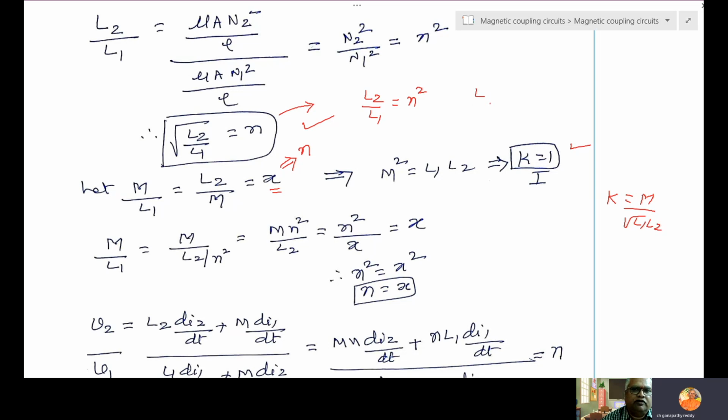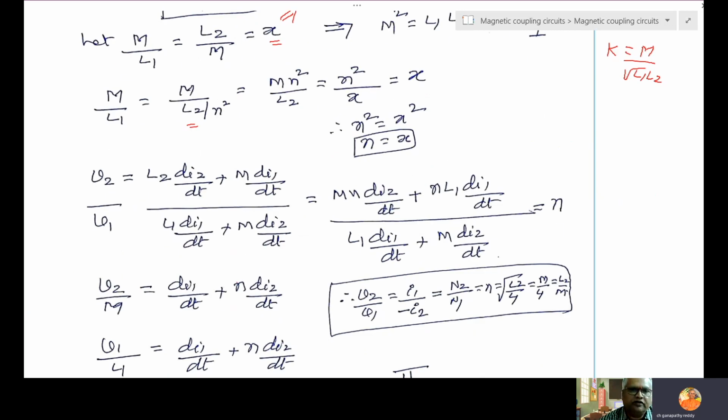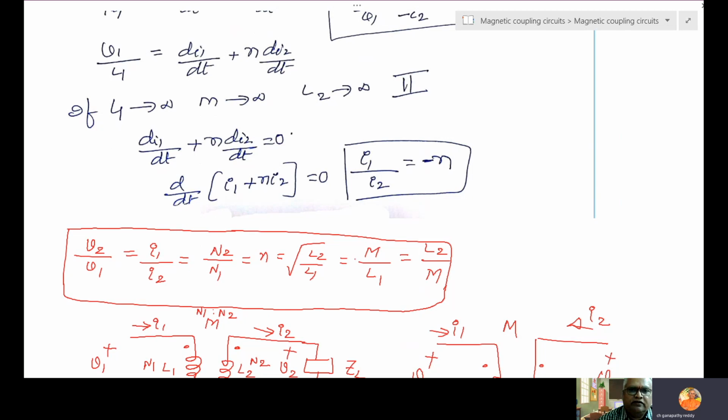From this, what is L1? L1 equal to L2 by N. So that's what this L2 by N. So from this we got M by L1 is equal to L2 by M is equal to N. That is the derivation done. So this is done: M by L1 equal to L2 by M.